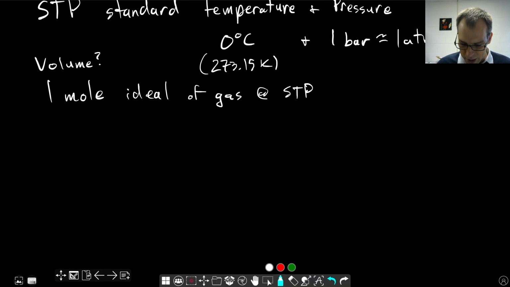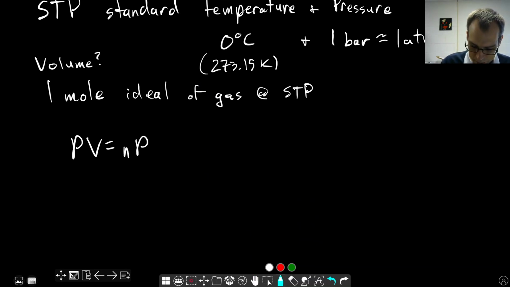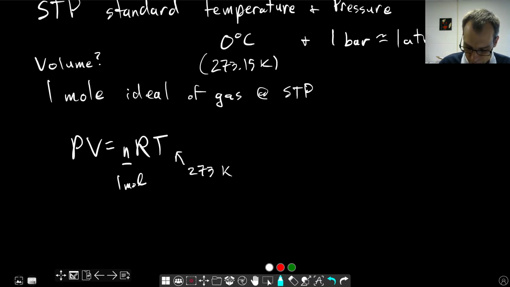So we know standard temperature and pressure, and we're going to use PV equals nRT. We know n is equal to 1 mole. By definition, we're asking the question, how much does 1 mole take up? We know that T is 273 Kelvin. I'm going to leave off the 0.15 for now. And we know that the pressure is equal to 1 atmosphere. Again, we could use bar to be a little bit more specific. So we can go ahead and solve this.